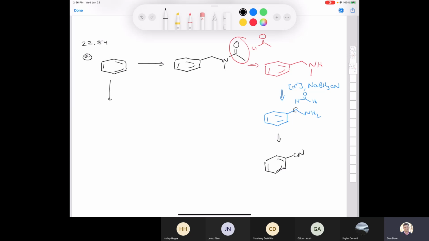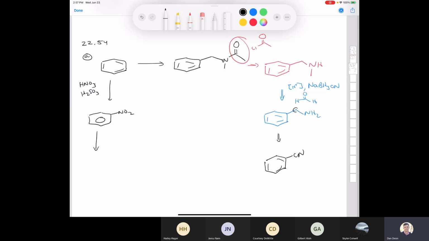First, I would install the nitro group. So we'll treat this with nitric acid and sulfuric acid. Let me write that down. Nitric acid, sulfuric acid. That's going to install our nitro group. So I'll write it up here like this.